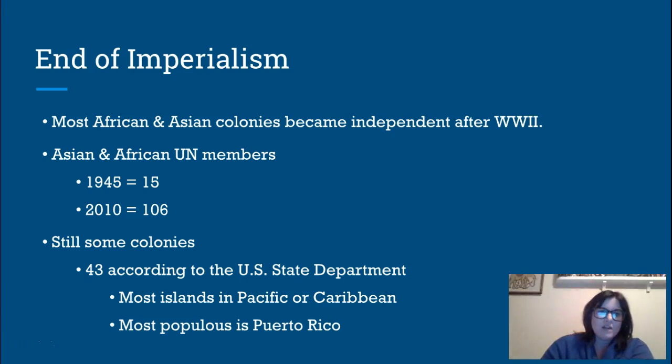Okay, so imperialism ends after World War II because all of the big powers of the world are pretty much broke and can't afford to run their land holdings anymore. So they give up a lot of them. Asian and African UN members, so independent countries that joined the United Nations, in 1945 it's 15. By 2010, it's 106. Okay. And there are still some areas that are kind of considered colonies. Puerto Rico might be an example. I don't know, that might be kind of controversial to say.